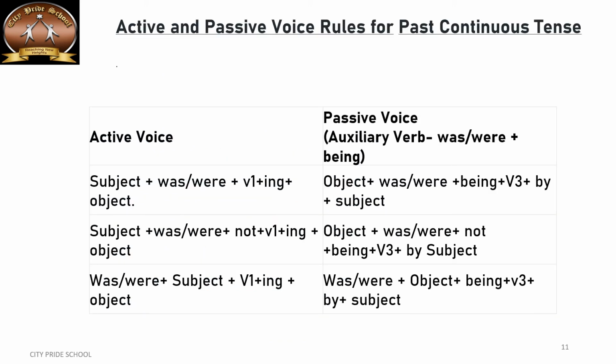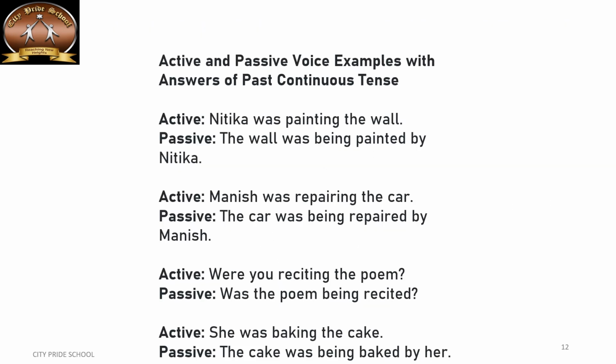Here also the rules are the same. The ing form has to become being when you put it in passive voice. Only the helping verb, the auxiliary verb, changes, that is was or were, because the sentence is in past tense. See here, Nitika was painting the wall. Was, and the past participle form of painting is painted. We just add being there. So the wall was being painted by Nitika. But if I say Nitika is painting the wall, what will change? Only this auxiliary verb will change. The wall is being painted by Nitika, because in active voice it is there.